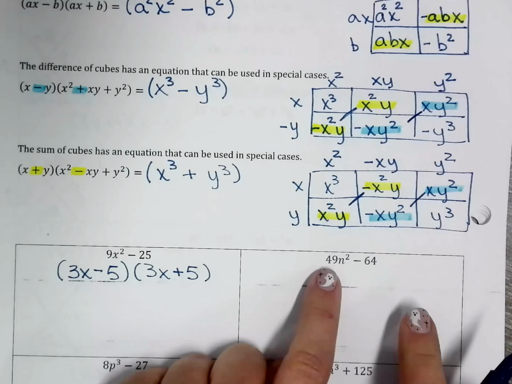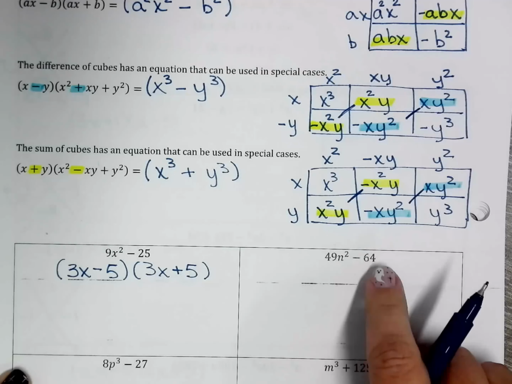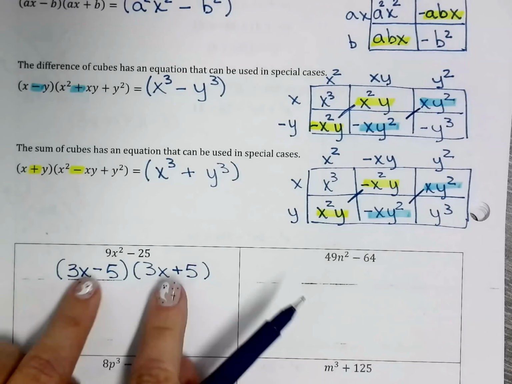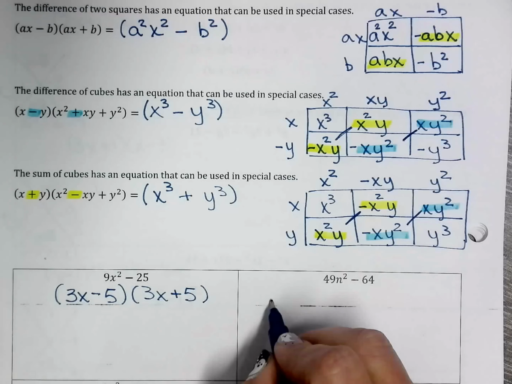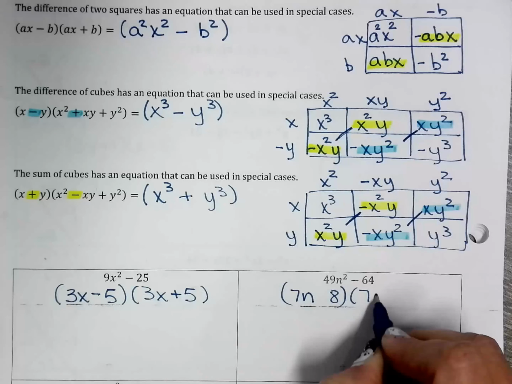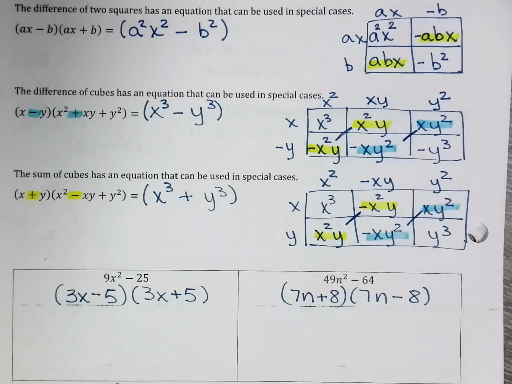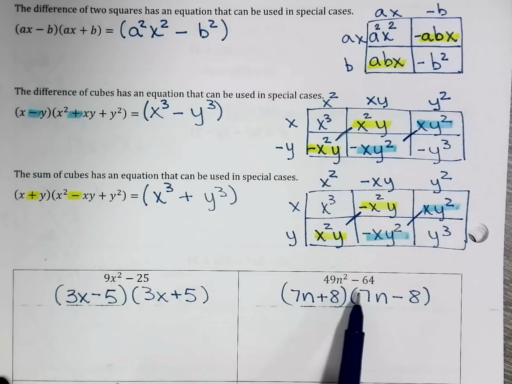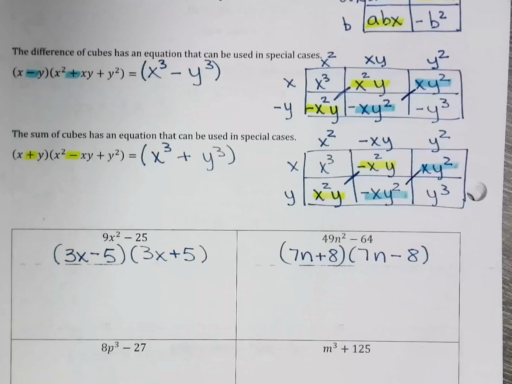Easy. Another one, 49n squared is a perfect square. 64 is a perfect square. Follow the formula, same thing that we did here. So 7n and 8. One is positive, one is negative. And this is after I checked for the GCF right here, but they don't have a GCF in this case.